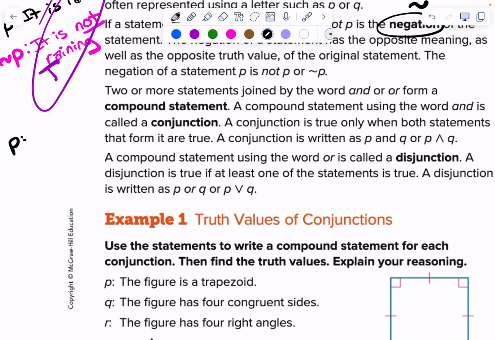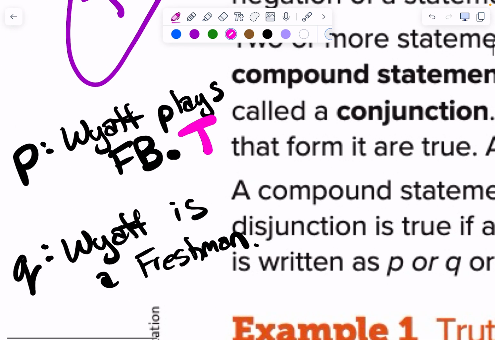P, let's pick on Wyatt. Do you play football, Wyatt? Yes, you do. Wyatt plays football. Statement Q is Wyatt is a freshman. I know he's a junior. So Wyatt plays football, Wyatt is a freshman. Statement P is true. Statement Q is false because Wyatt is not a freshman. He is a junior, right?